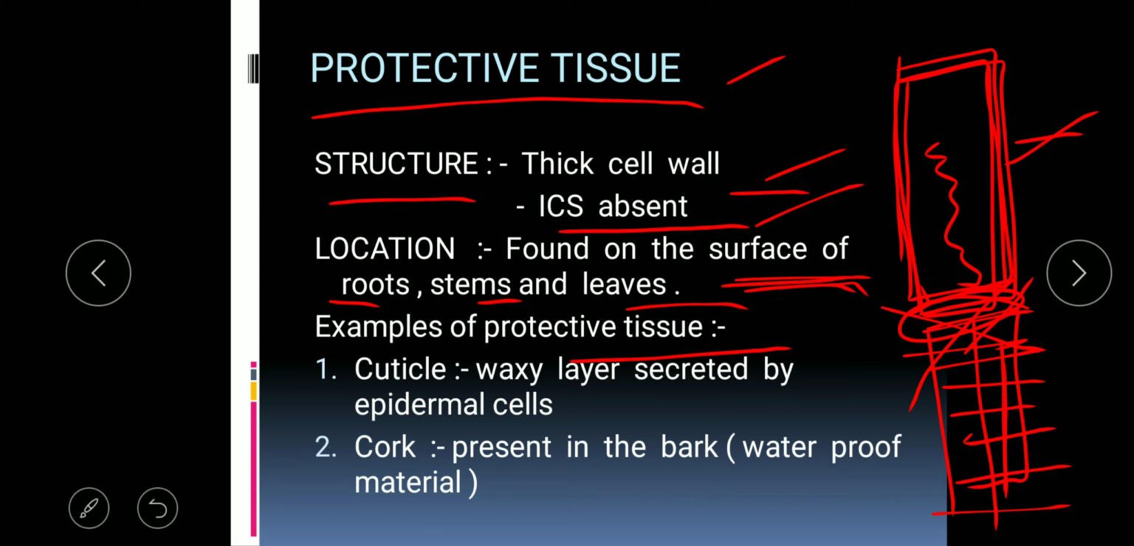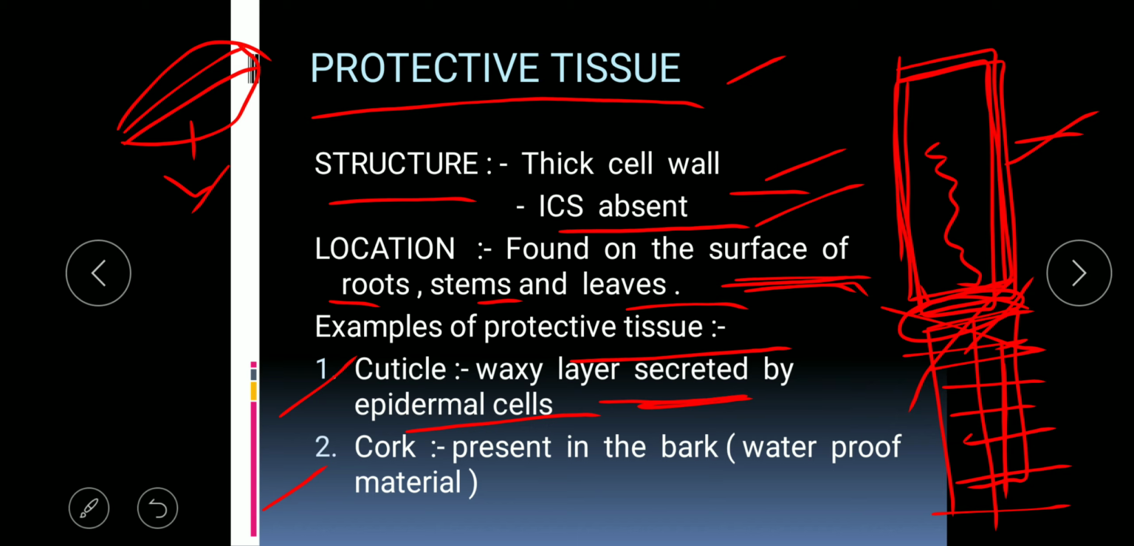We have to see two examples of protective tissue, that is cuticle and cork. Cuticle is the waxy layer secreted by the epidermal cells, and wax is what? Waterproof. So in this way the internal water content of the plant will be maintained. This waxy layer will protect the plant from water loss through evaporation, because this wax will make the plant waterproof.